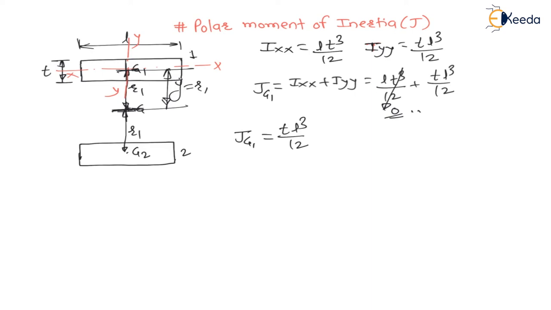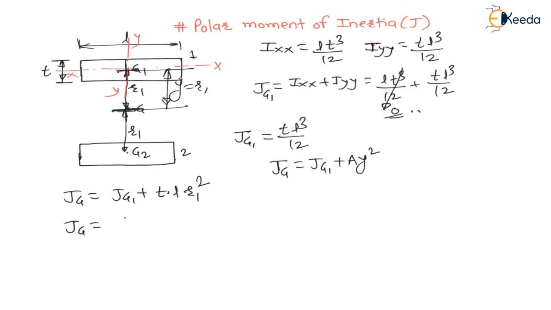Therefore, as per the parallel axis theorem, J about G is equal to J about G1 plus area into Y square. This is the parallel axis theorem. What will be the area of weld? That is T into L. This will be the area of the weld. So, T into L into Y square, and Y square is R1 square. Right. Therefore, put the values.